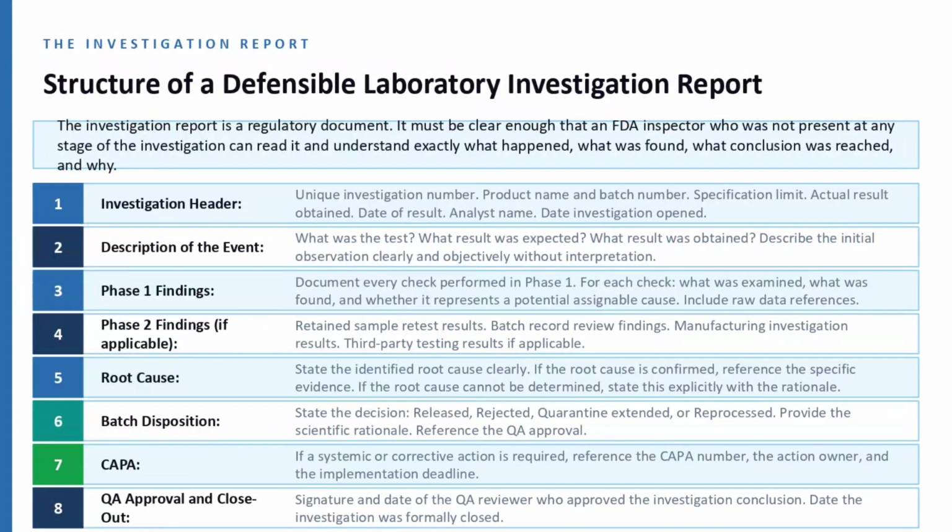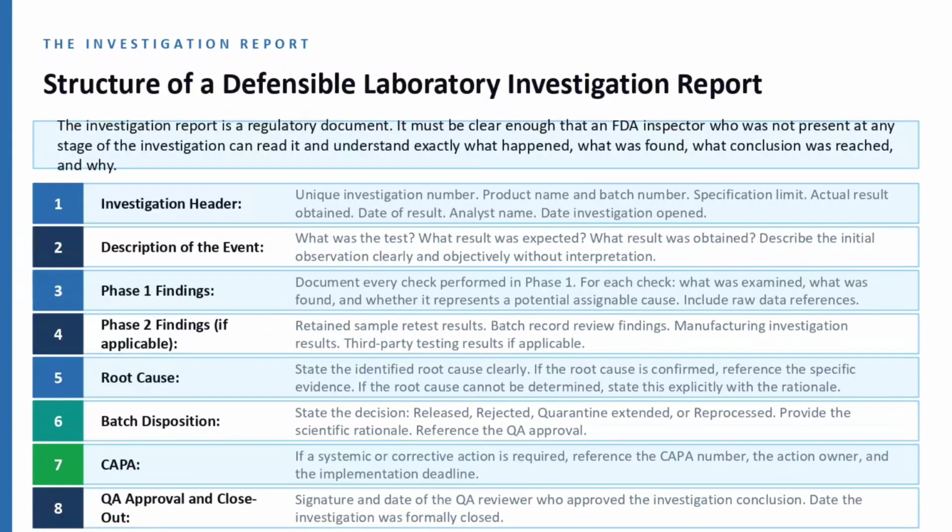Section 3 is the Phase 1 findings. Document every check from the Phase 1 checklist. For each check, state what was examined, what was found, and whether it represents a potential assignable cause. Include references to the raw data, equipment logs, and training records reviewed. Section 4 is the Phase 2 findings if Phase 2 was conducted. Retain sample retest results. Batch record review findings. Manufacturing investigation outcomes.